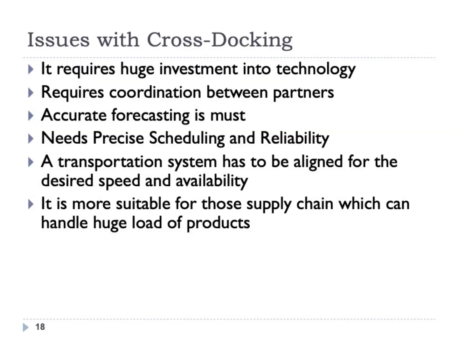There are certain issues with the cross-docking strategy. It requires huge investment into technology for managing the automated movement of boxes, such as RFID tags and readers, conveyor belts, etc. Accurate forecasting is needed to prepare the boxes as per the demand of retailers. A transportation system has to be aligned for the desired speed and availability. It is more suitable for those supply chains which can handle a huge load of products.